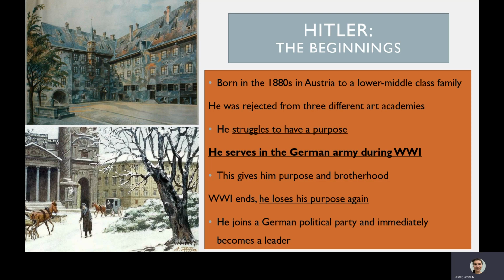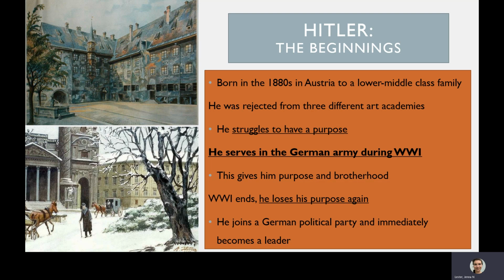Then World War I starts, and Germany is like, hey, anyone in Austria want to join our army? And he's like, heck yeah. So he goes to Germany and joins the German army in World War I. That gives him purpose and brotherhood, which is still commonly talked about as a benefit of joining any military: you're surrounded by people who kind of have to get along with you, and you're given a common purpose. World War I ends, and he loses his purpose again.